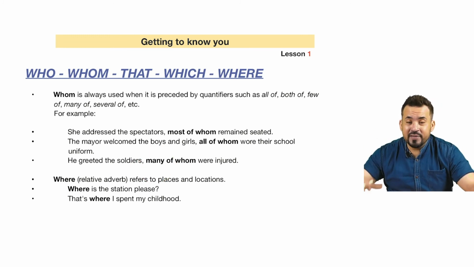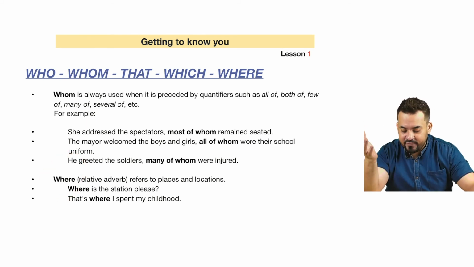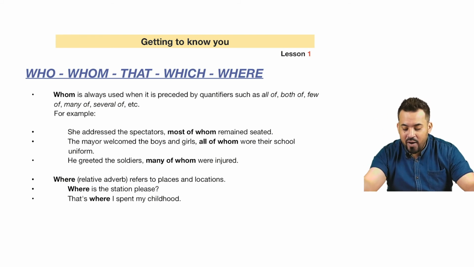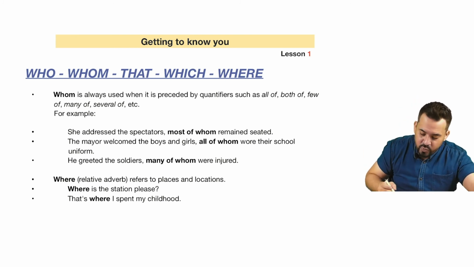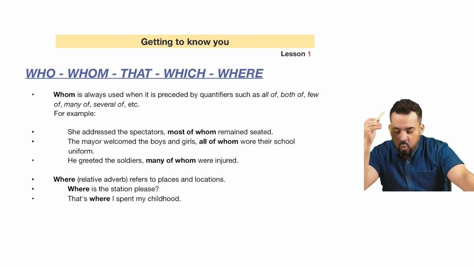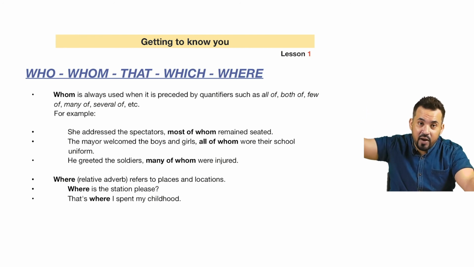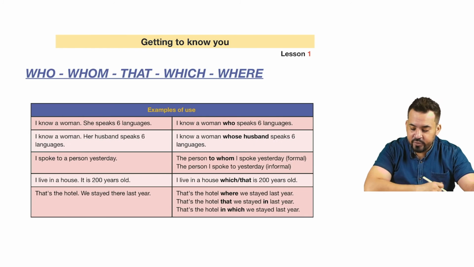All right, now let's talk about where. Now, where is easy. Where is a relative adverb, refers to places and locations. Like, where is the station, please? You want to know a location or something, so we use where. That's where I spent my childhood. It means we're talking about the area or the location or the place where you spent your childhood.